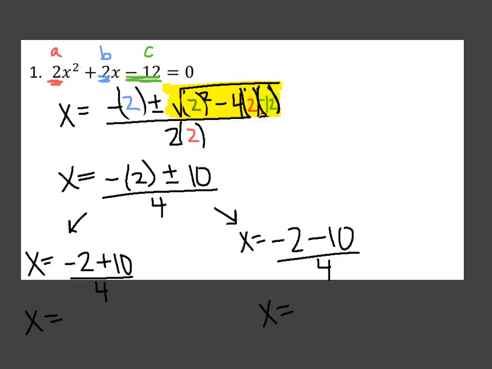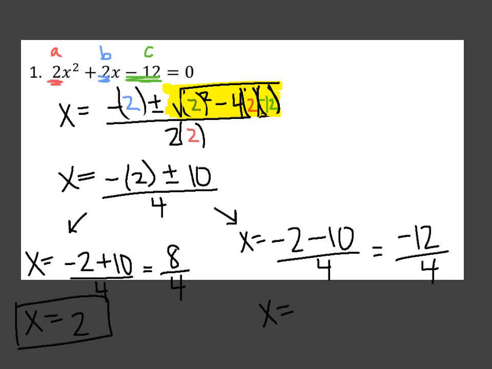When you're typing this into your calculator, you need to type in just the top of your fraction first. Negative 2 plus 10 is 8, and then divide by 4. So 8 divided by 4 gives me 2. The other side, negative 2 minus 10, is negative 12, divide by 4, and I get negative 3. So my two answers for x are x equals 2 and x equals negative 3.